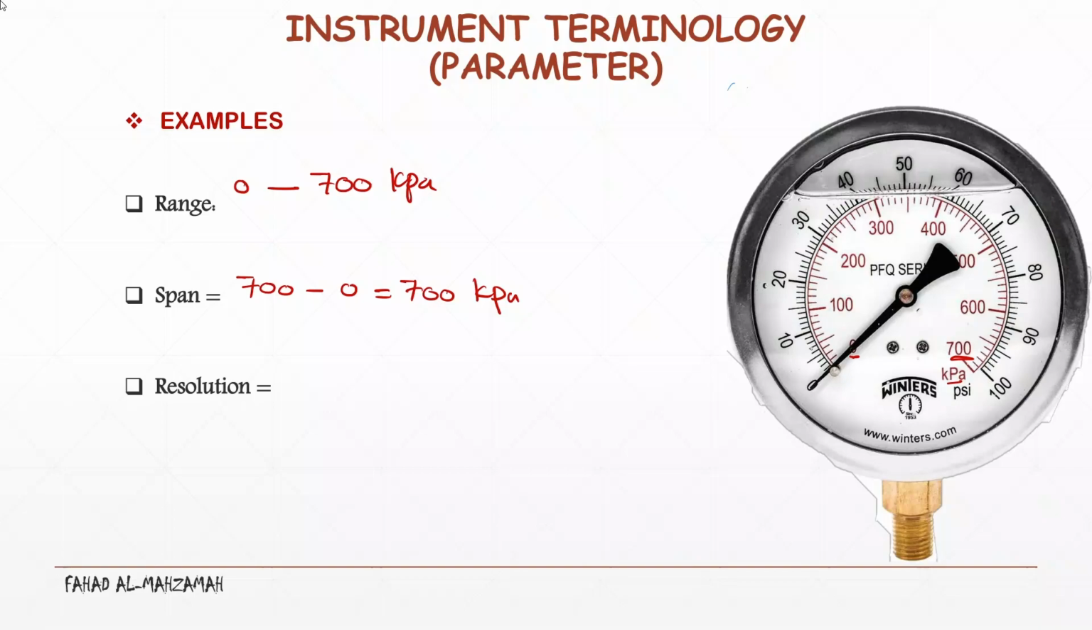What about the resolution? Let's find two consecutive values, let's say 100 and 200, and count the spaces between them. First let me write the difference between 200 and 100, and divide by the number of spaces between them. Let's count: 1, 2, 3, 4, 5, 6, 7, 8, 9, 10. So divided by 10, the answer is 100 divided by 10, which is 10 kilopascal.